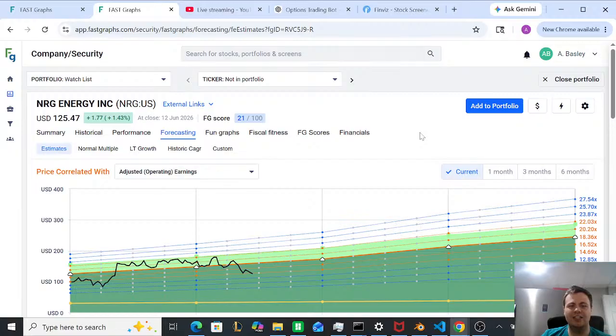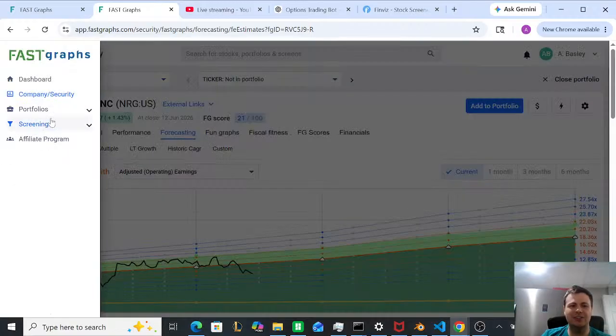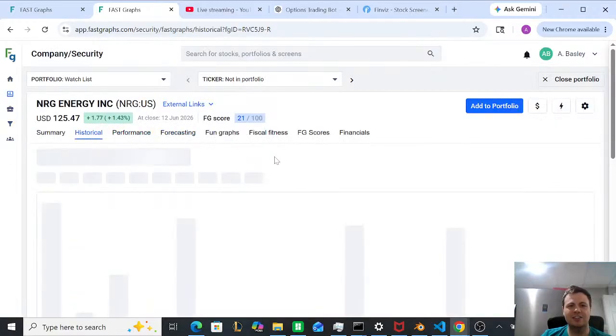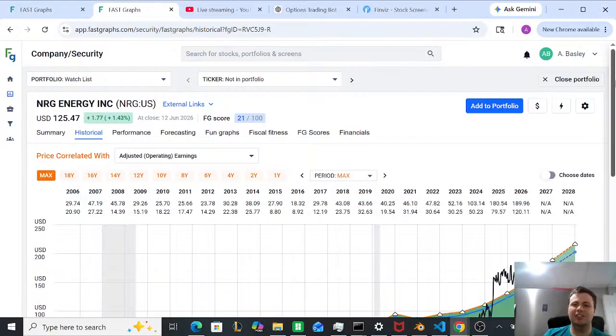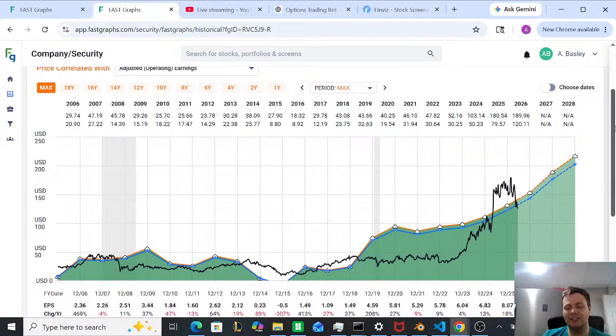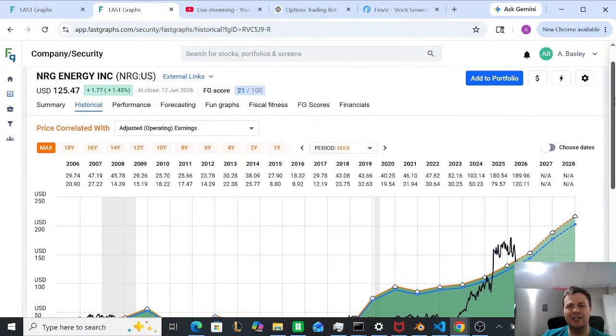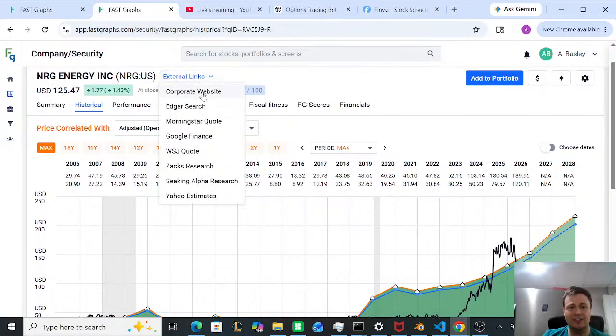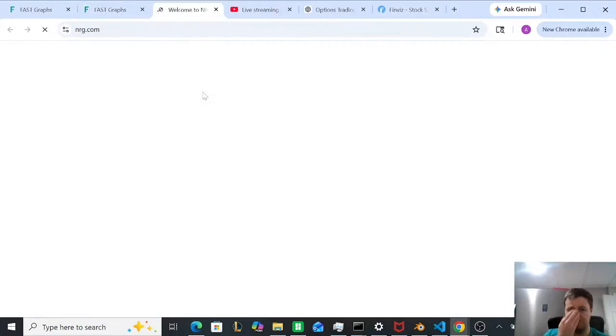So say you come to FAST Graphs and you're like, this chart looks good, the analysts predict everything really well. What does this company even do? I don't even know anything other than a ticker symbol. That's where we can go to external links here, and let's go to their corporate website.